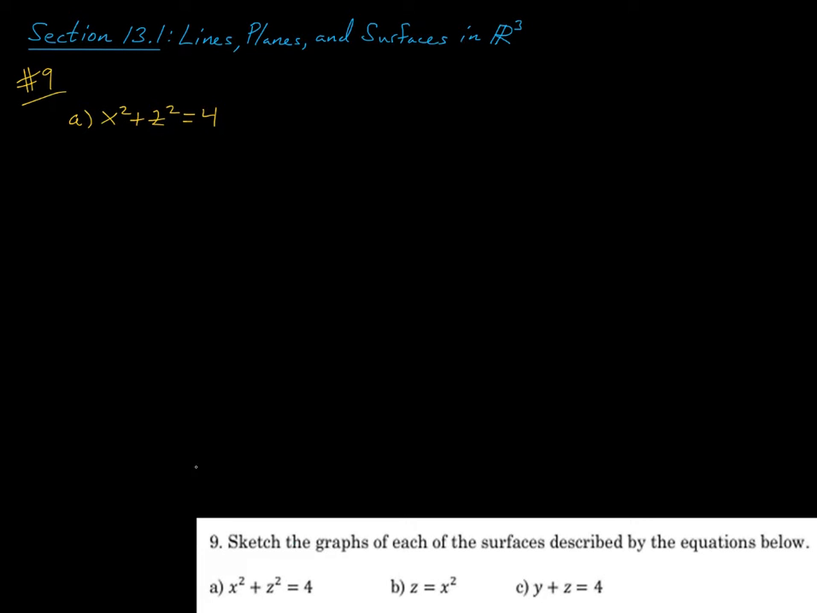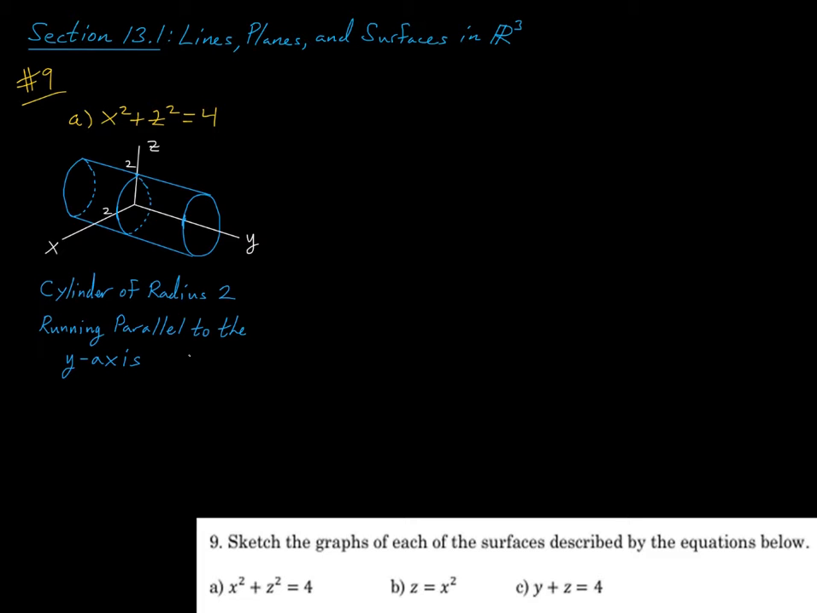Okay, question 9 says sketch the graphs of each of the surfaces described by the equations below. In part A, we're looking at the equation x squared plus z squared is equal to 4. And we saw equations like this back from chapter 12. This equation describes a cylinder. It describes the cylinder of radius 2 with the y-axis as the axis of the cylinder.